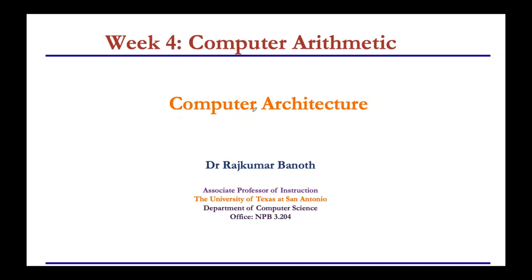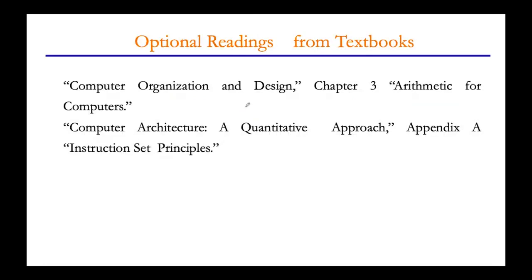Here, you can find the optional reading from the book Computer Organization and Design, chapter 3, which covers arithmetic for computers, and from the second book, Computer Architecture: A Quantitative Approach, where you can find some additional readings in Appendix A, which covers instructions and principles.